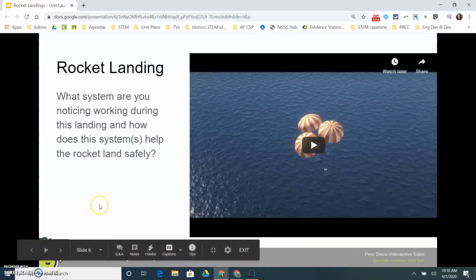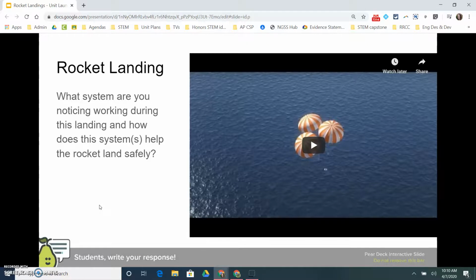All right, so go ahead and take a moment and answer this question in the Edpuzzle video. What system are you noticing working during this landing, or maybe multiple systems? And how does that system help the rocket land safely? What kind of scientific concepts that you're aware of already are maybe at play here? And even if you don't know the exact technical terms, maybe you can just describe them.